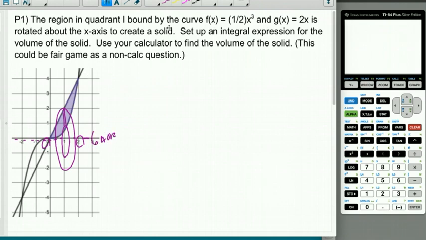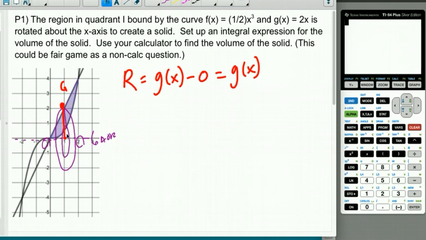So basically what's happening here is I have this outer radius, right? The big radius seems to be the top curve, which is definitely the line, right? The top curve is a line. So g of x minus the axis of rotation, which is 0. So my big R is just g of x.